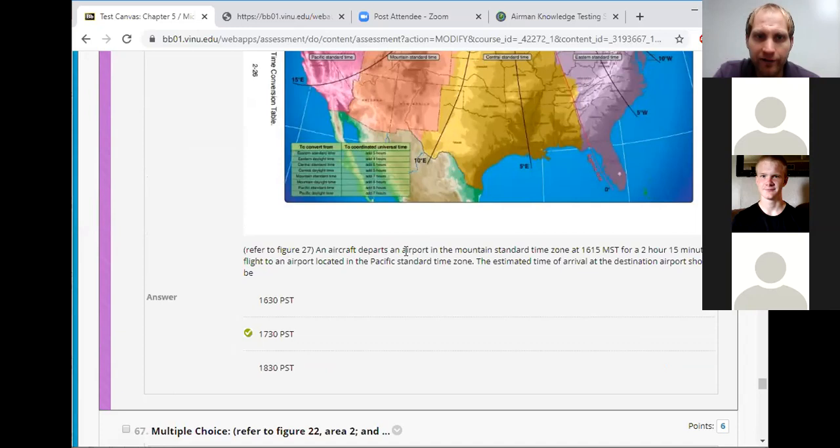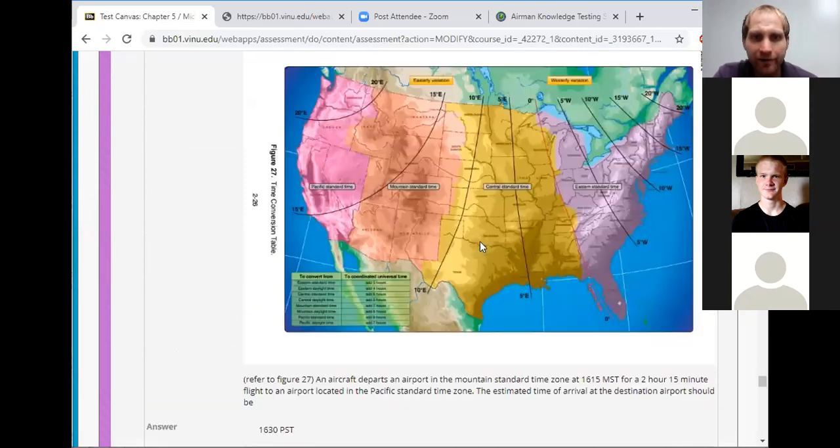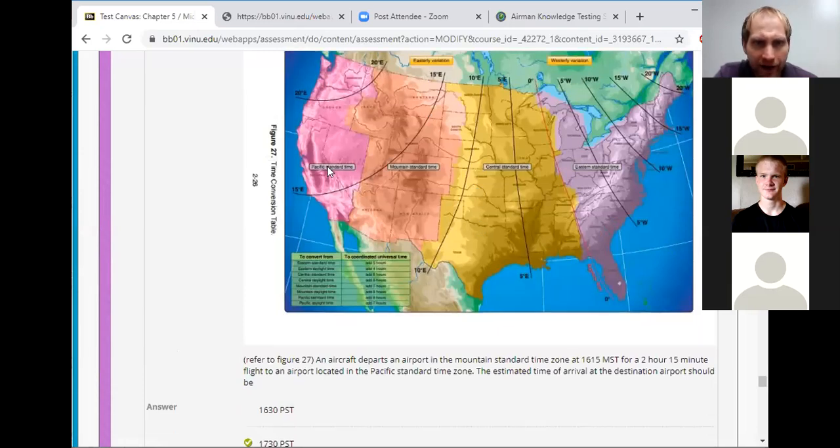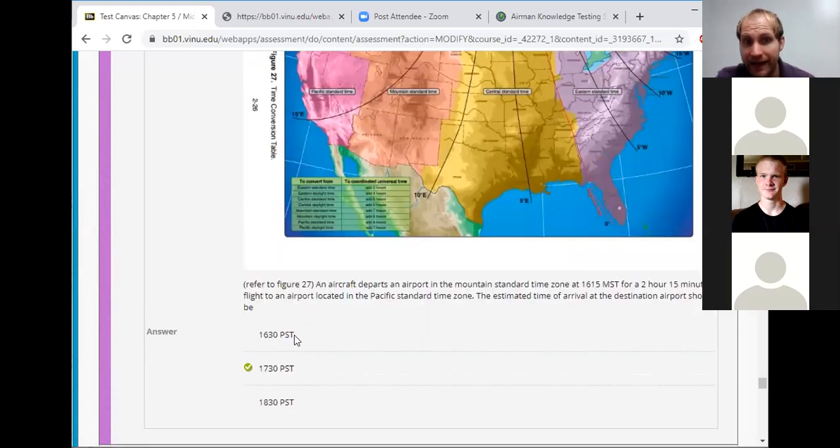An aircraft departs at an airport in the Mountain Standard Time Zone. So Mountain Standard Time. You depart the Mountain Standard Time Zone at 16:15 Mountain Standard Time. You're going to fly for 2 hours and 15 minutes, a 2-hour, 15-minute flight to an airport located in the Pacific Standard Time Zone. So here's the Pacific Standard Time Zone. The estimated time of arrival at the destination airport should be, and then the answer needs to be in PST.